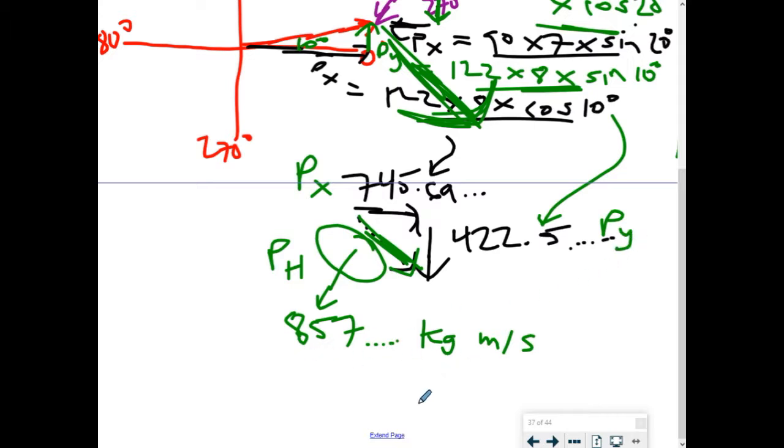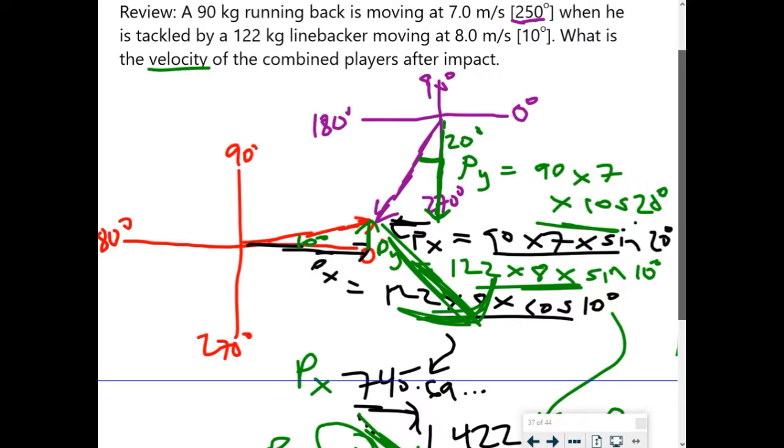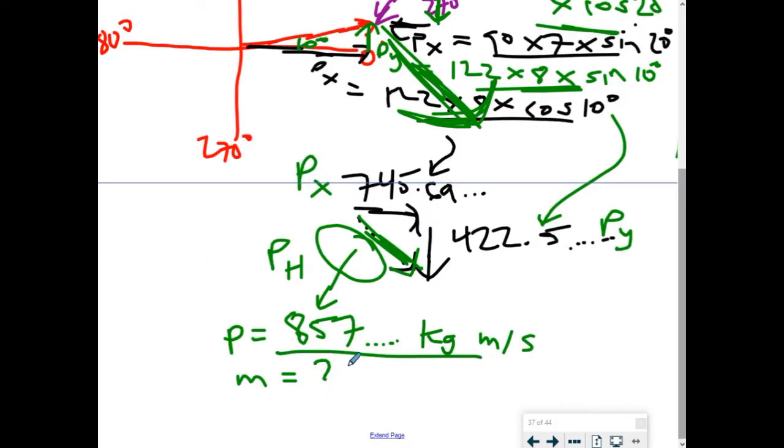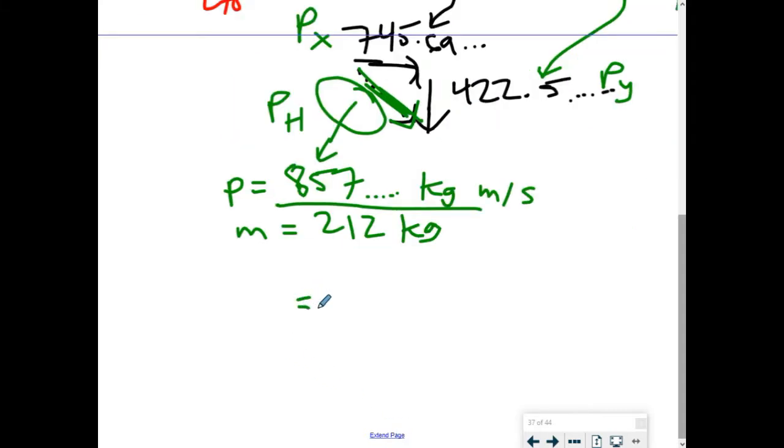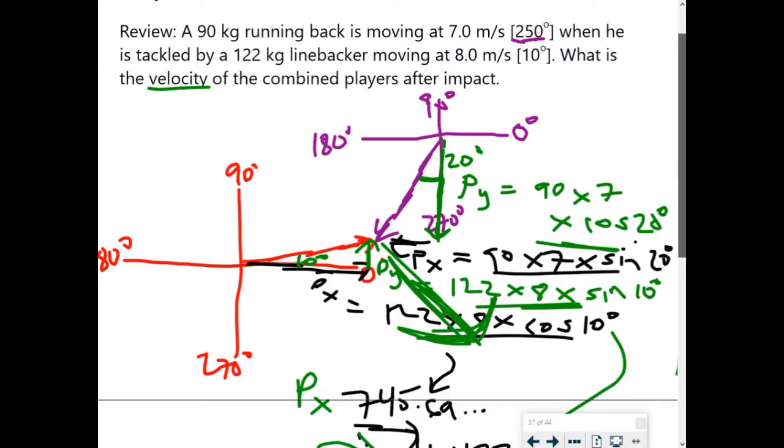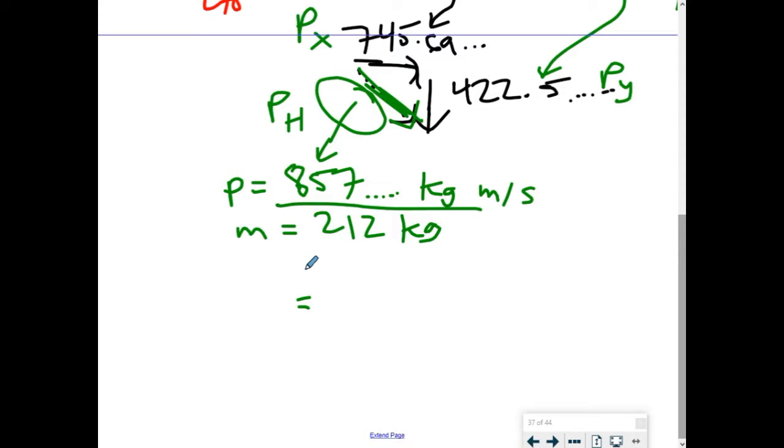If this is a momentum number, but we want a velocity, what's the last thing I got to do? Divide by mass. But we have to divide by their combined mass. So if I take my momentum and I divide by the combined mass, what's the combined mass going to be? 212? So if we divide by 212 kilograms, that'll get us our final speed. With sig digs, let's do sig digs finally. I think I get 2 sig digs. I got 4.0 meters per second. You got that too? Okay.